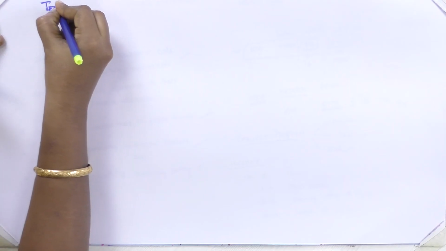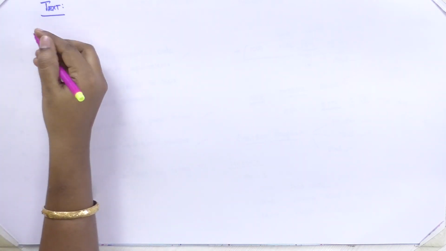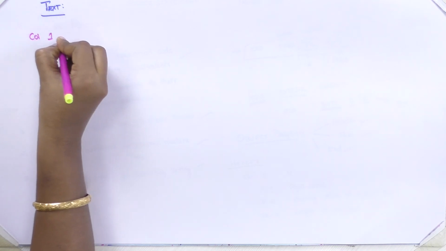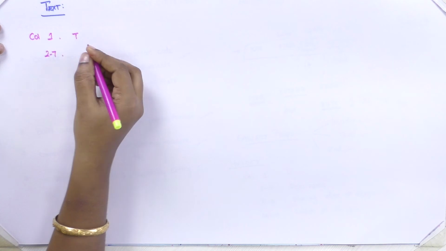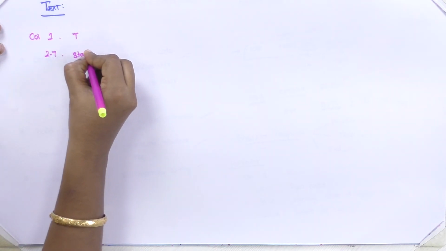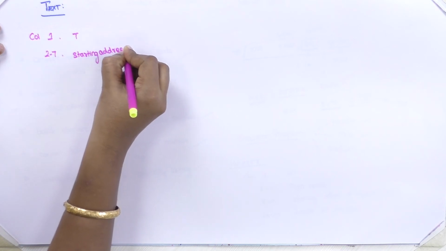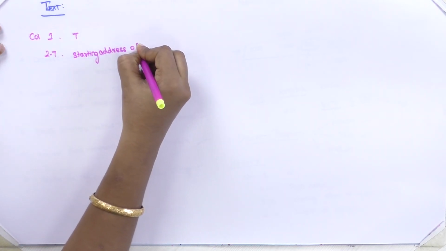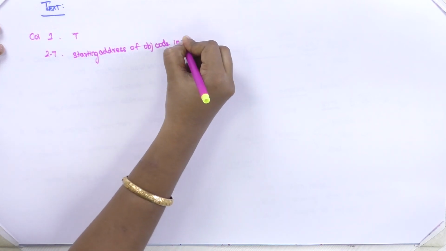Next, the text record. In the text record, column 1 will contain T, and columns 2 to 7 will contain the starting address of the object code in this record.